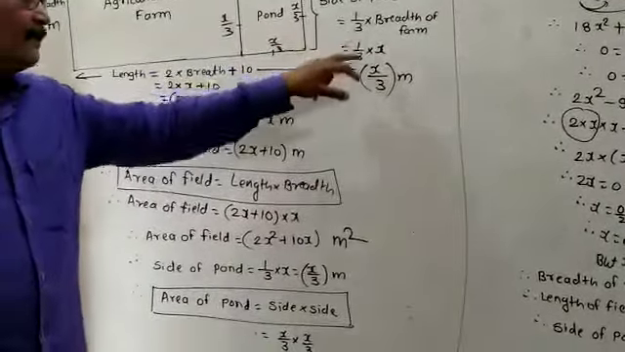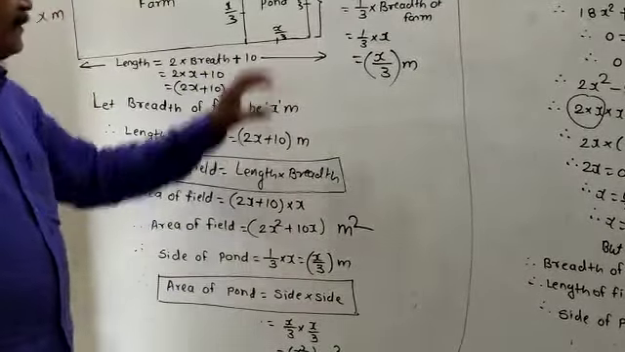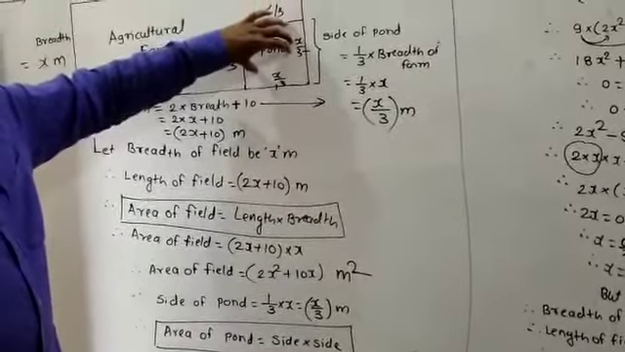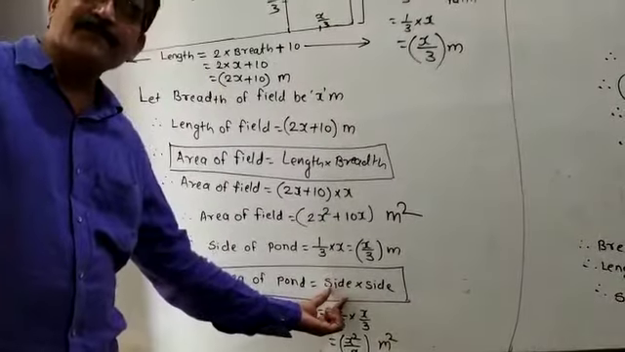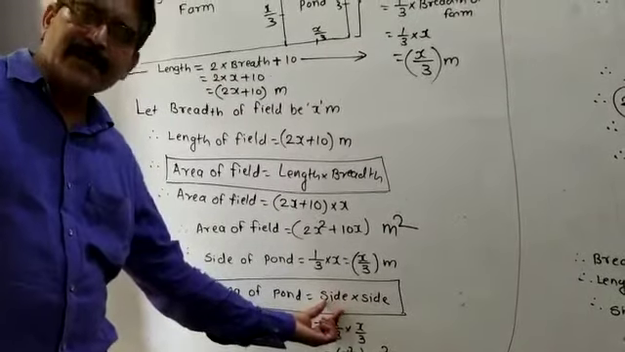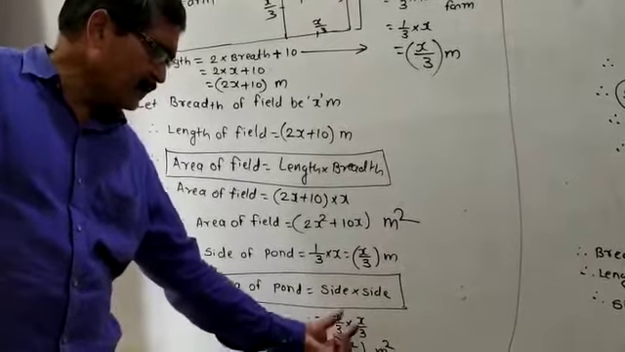So you have to say that 1/3 multiplied by x is equal to x/3. From that you have to find out the area of the pond. I will say that this pond is of square shape. Area of the square is equal to side into side. So x/3 into x/3 is equal to x square upon 9.